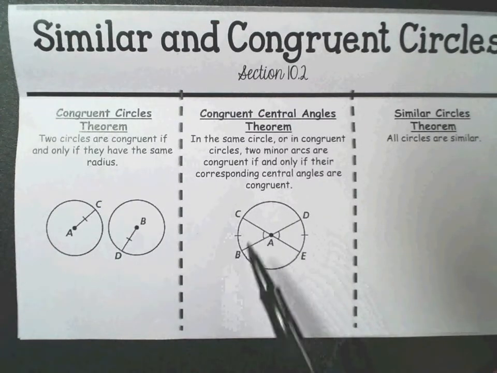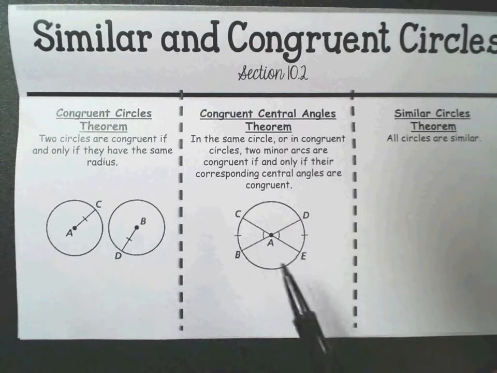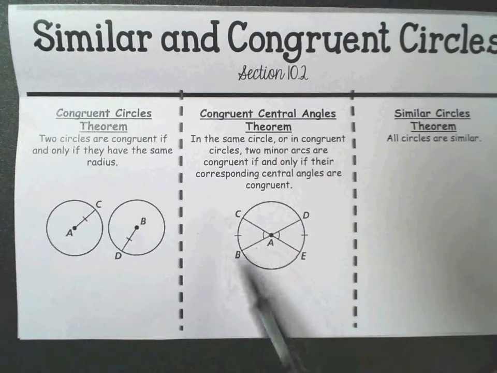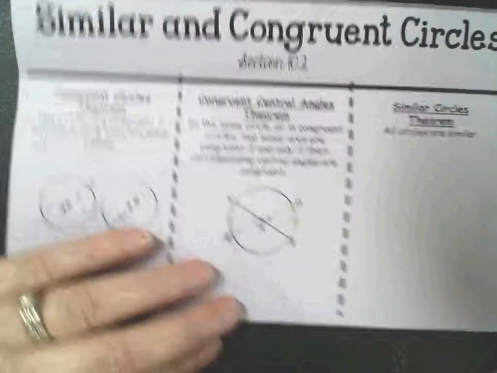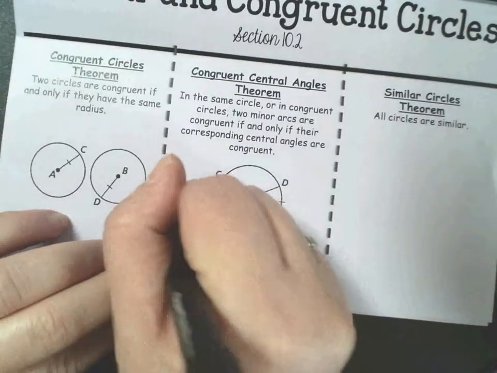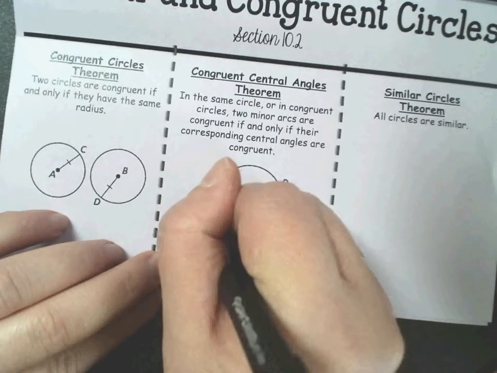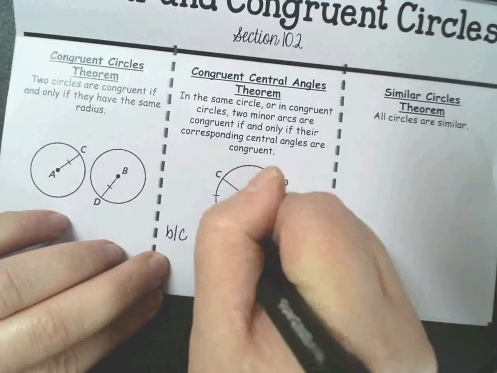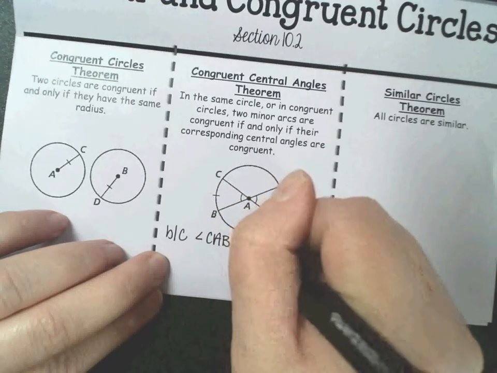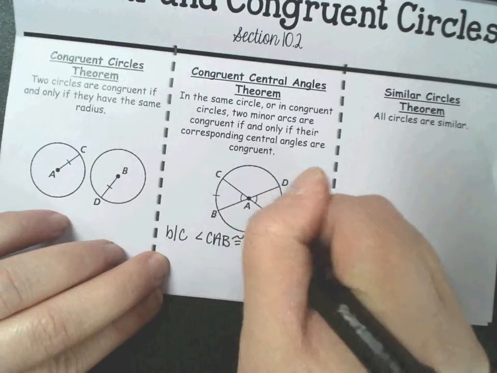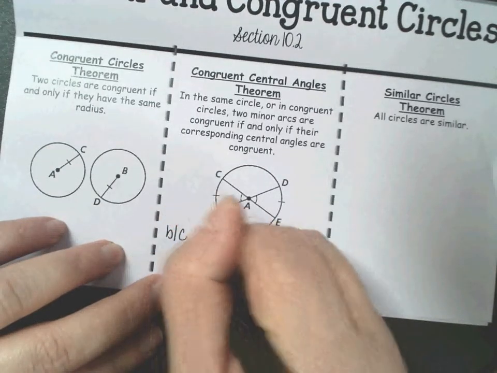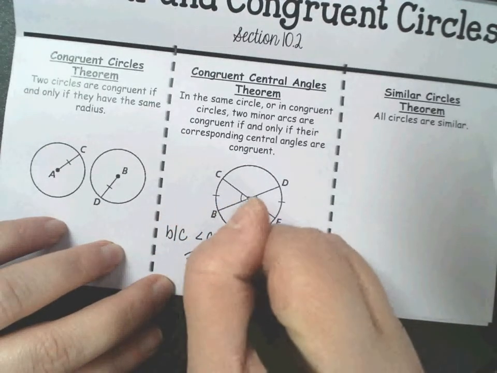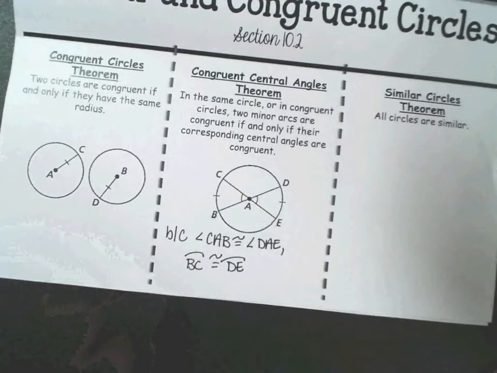So here we're on the same circle. We have a pair of congruent angles. We know these angles here are congruent because they're vertical angles. So because angle CAB is congruent to angle DAE, we can say that arc BC is congruent to arc DE.